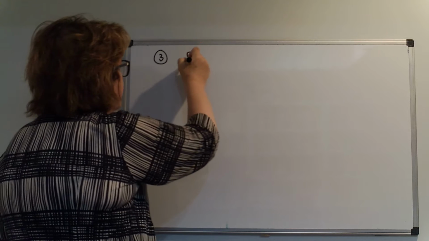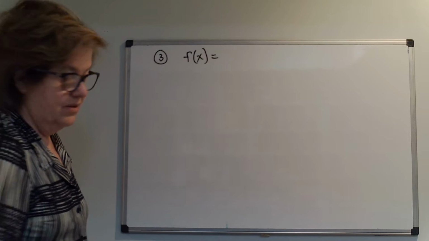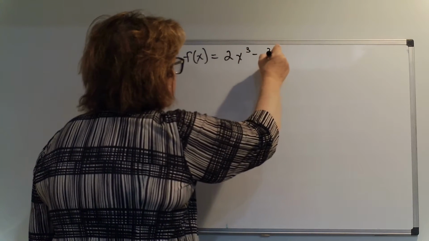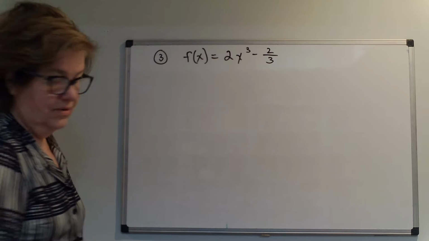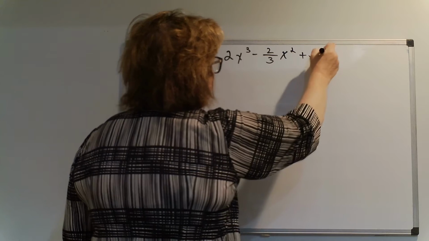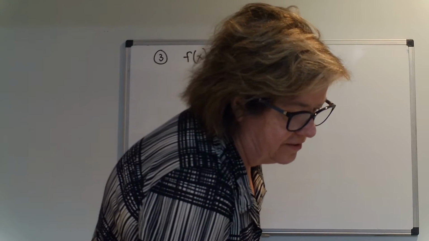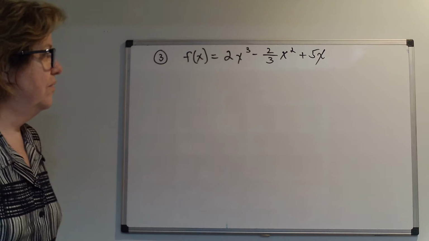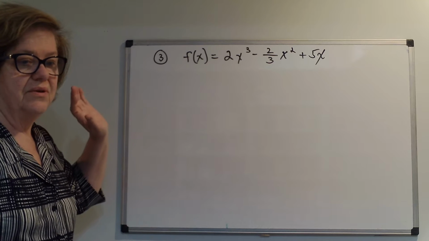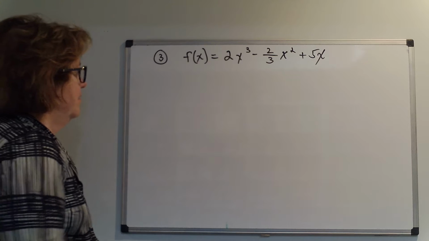So number 3 is f of x equals 2x cubed minus 2/3 x squared plus 5x. And our instructions are, find the general antiderivative of your function. So find the general antiderivative, and check your answer.